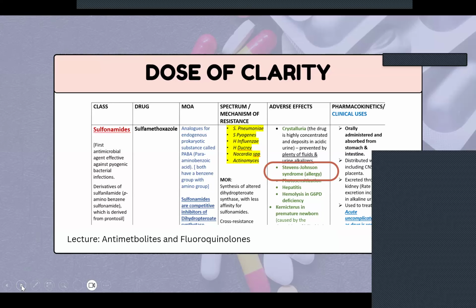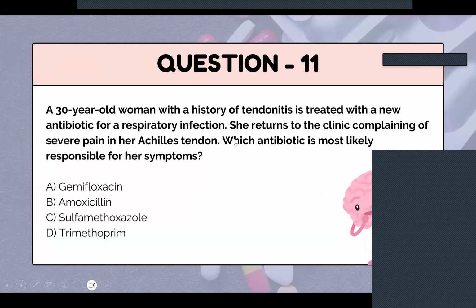Yes. Okay. So the next question is, a 30-year-old woman with a history of tendonitis is treated with a new antibiotic for a respiratory infection. She returns to the clinic complaining of severe pain in her Achilles tendon. Which antibiotic is most likely responsible for her symptoms? A. Gemifloxacin. B. Amoxicillin. C. Sulfamethoxazole. D. Trimethoprim.